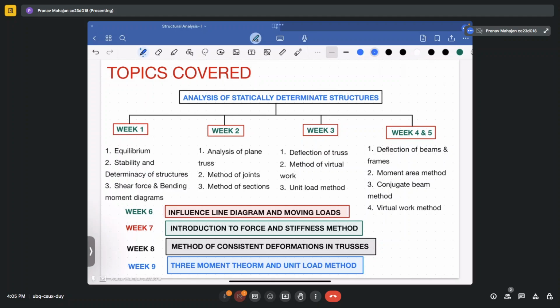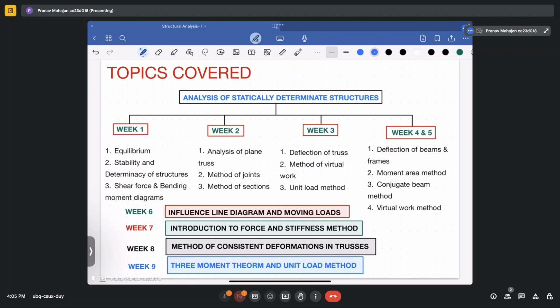Then we moved to the statically indeterminate structures, wherein we started with the introduction of the force method. In the force method, we utilize the concept to determine the unknown displacements in the structure, whereas in the stiffness method we use the concept to determine the unknown forces that are there in the structure.